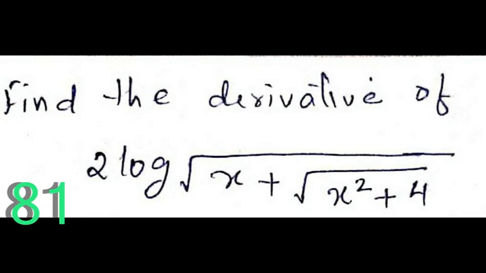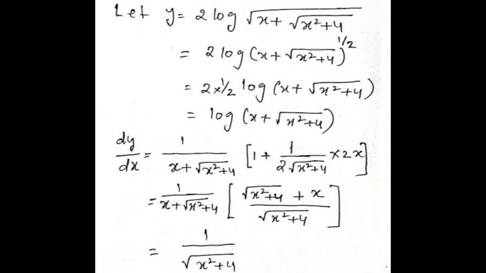Find the derivative of 2 log root of x plus root of x square plus 4. 2 log root of x plus root of x square plus 4 can be written as log x plus root of x square plus 4. Taking the derivative, we have 1 upon x plus root of x square plus 4 into 1 plus 1 upon 2 root x square plus 4 into 2x. Finally, we get the answer 1 upon root of x square plus 4.